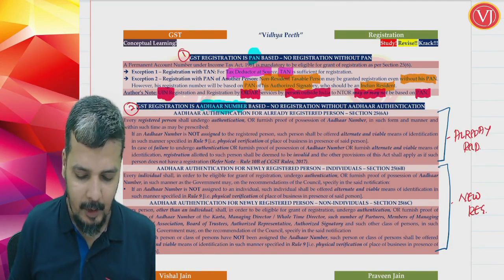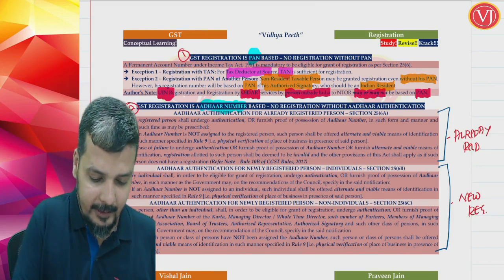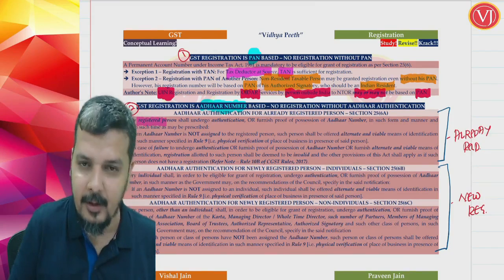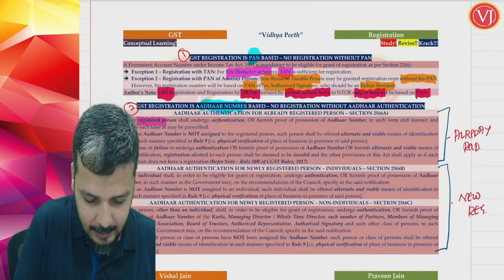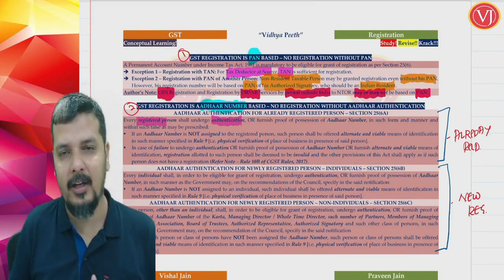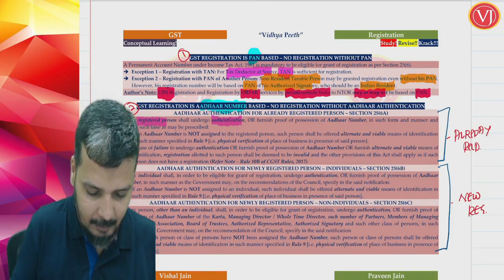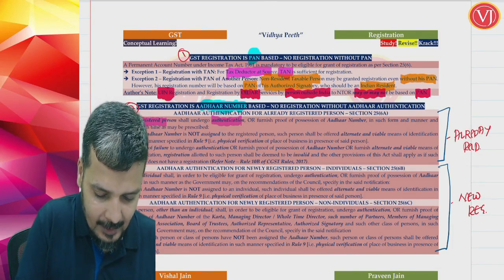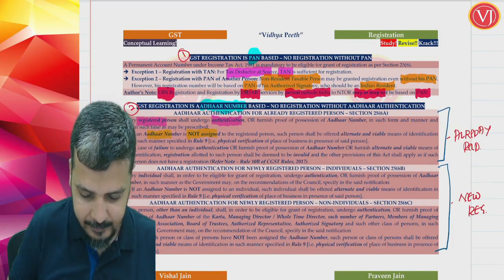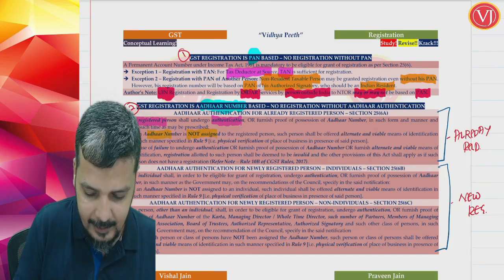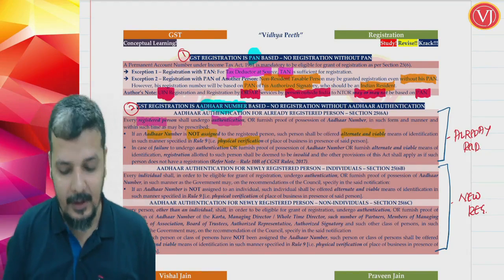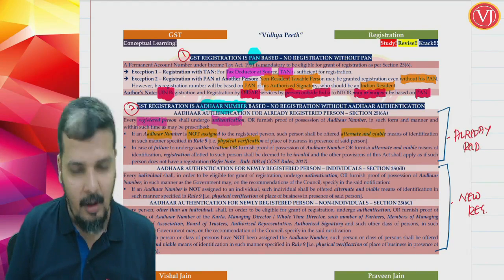So when you're talking about a person who's already registered, what they are trying to tell is, every registered person shall undergo Aadhaar authentication, Aadhaar linkage, or he might have to give the proof of Aadhaar number. Now in case Aadhaar number is not assigned, then alternate and viable means, that is physical verification, can be done by the officer.